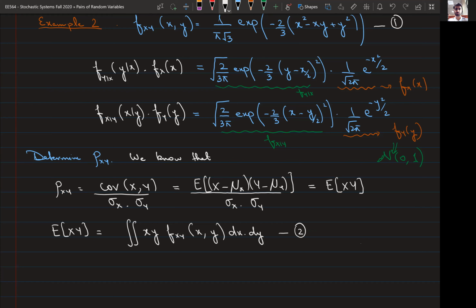Sir, I'm not sure about this, but don't we know from our prior knowledge that if x and y are Gaussian, then the expected value of their product would be the sum of their means? No, not really.